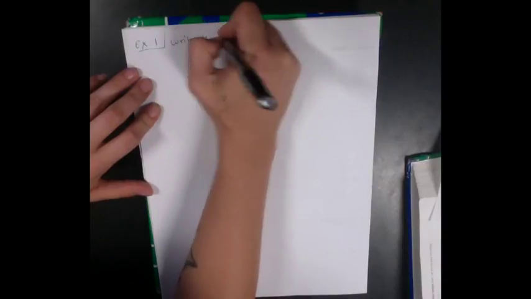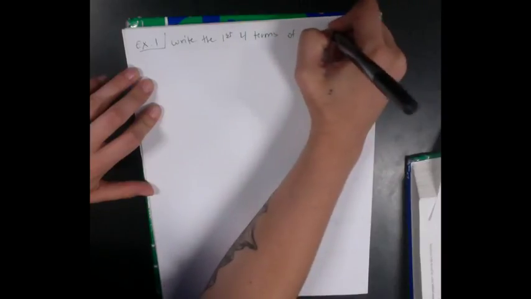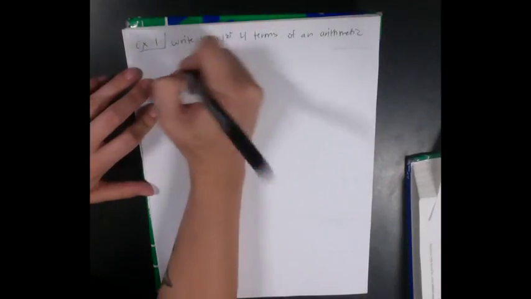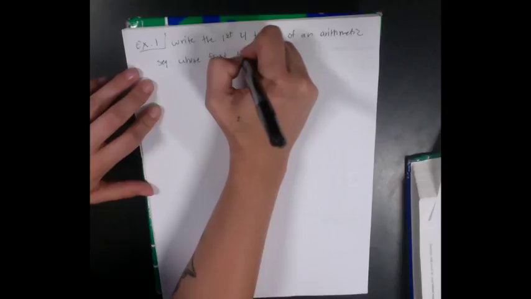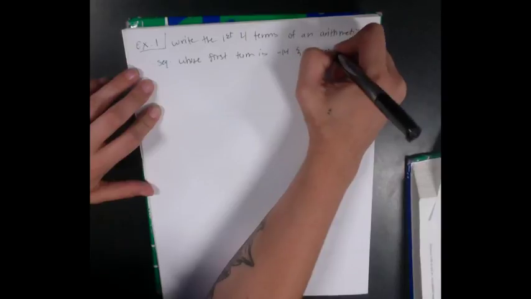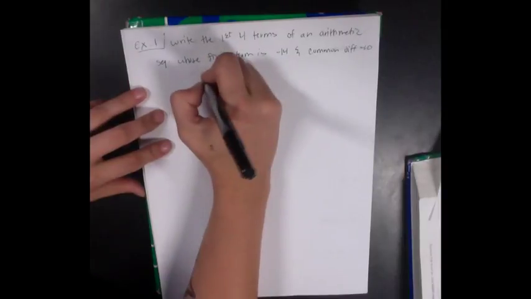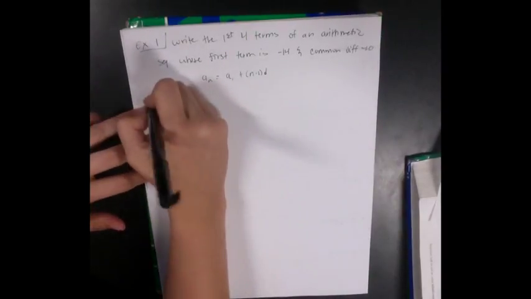Example 1: write the first 4 terms of an arithmetic sequence whose first term is negative 14 and the common difference is 10. So our formula, a sub n is a sub 1 plus n minus 1, times d. Okay, so our first term is negative 14. They give it to us.